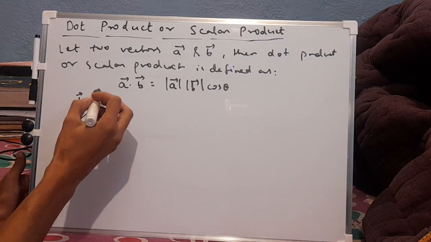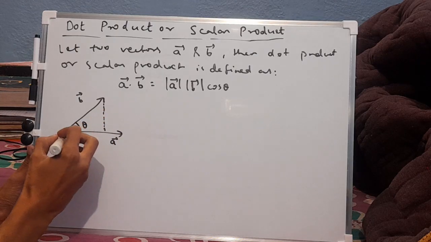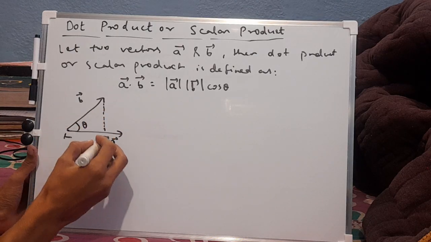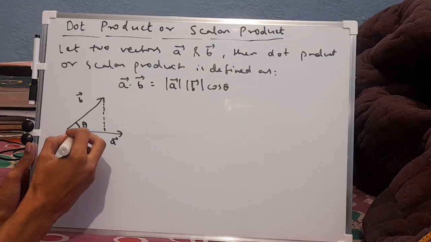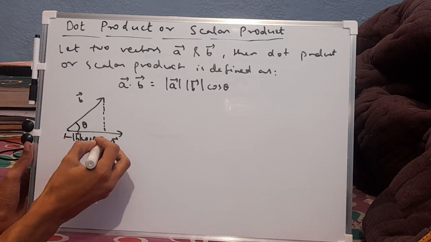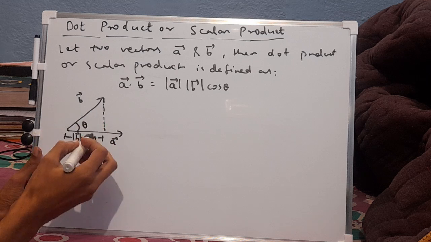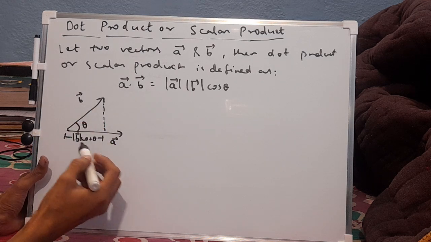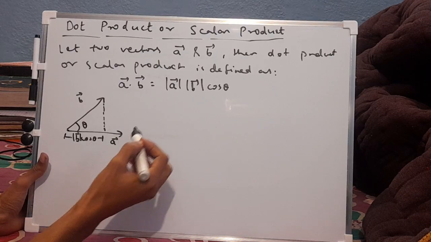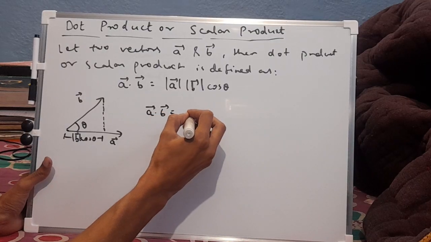Then if we take the projection of vector B on A, this one is the projection of vector B on vector A, and it would be equal to B cos theta. This is the projection of vector B on vector A. So it can be imagined as the component of vector B in the direction of vector A, that is B cos theta.